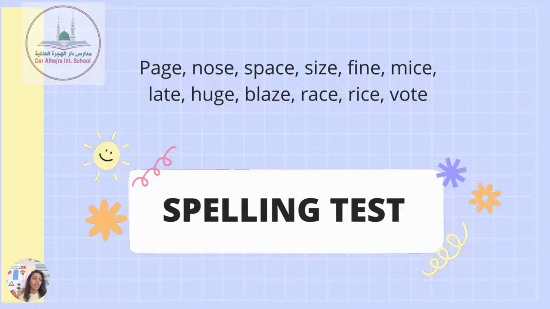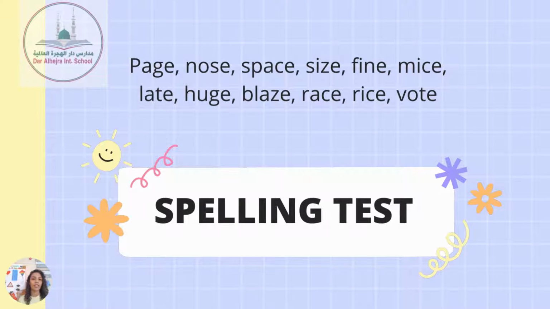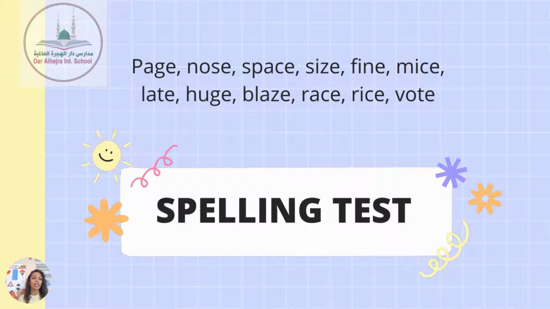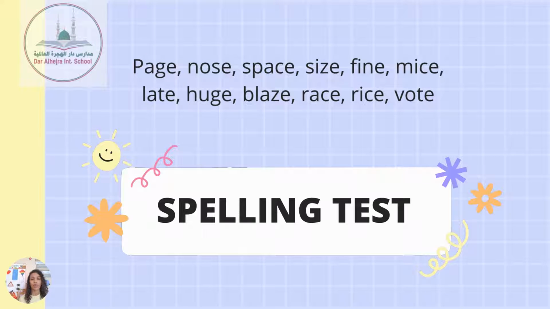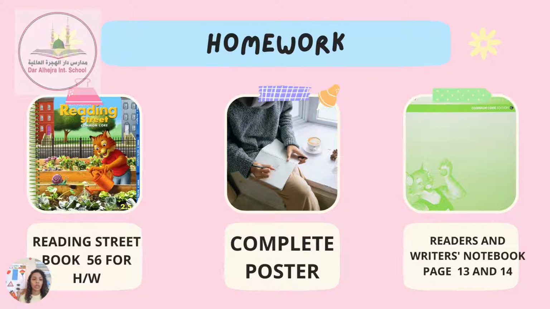Now, we also did a spelling test. In the spelling test, we had words such as page, nose, space, size, fine, vote, mice, late, huge, blaze, race, and rice. All right.